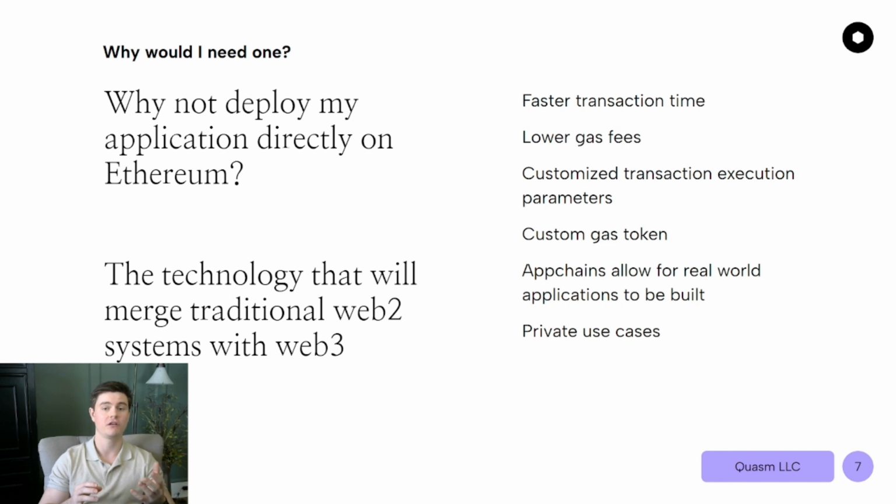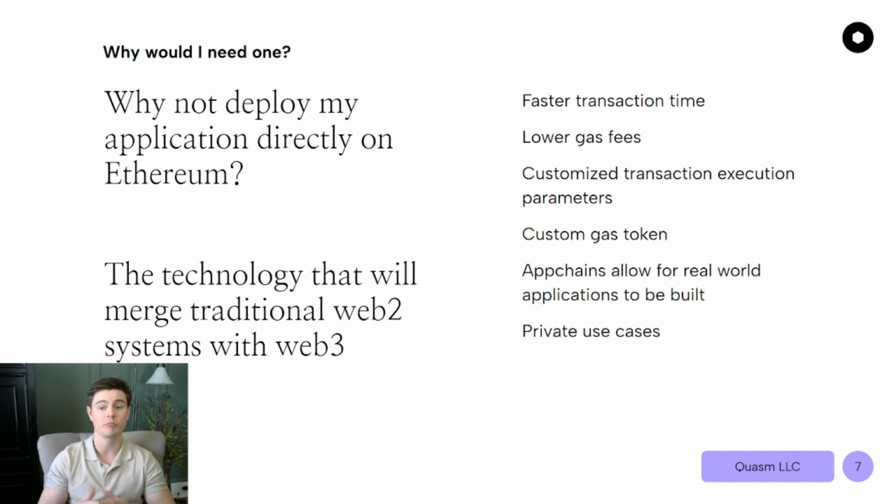So with an Appchain, you can deploy and get faster transaction time. You can get lower gas fees. You can get different customized transaction execution parameters to really customize how each block is executed. Certain transactions can be executed before the block starts, at the beginning of the block, or even at the end of the block. So some different execution parameters.